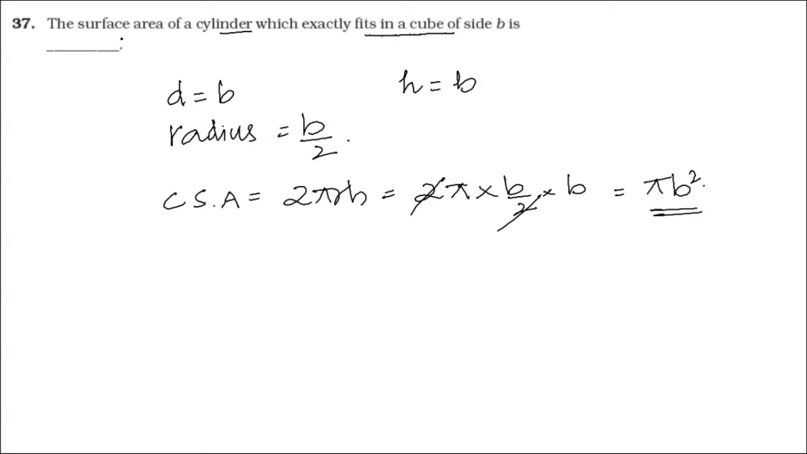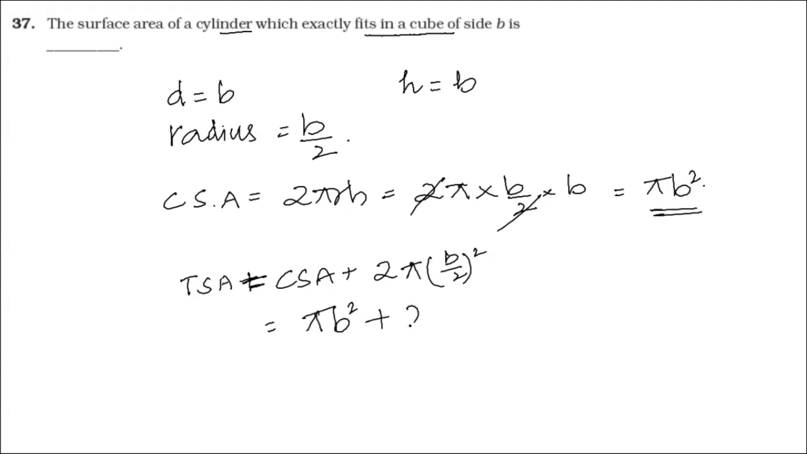They have asked surface area. If it was a curved surface area, the answer is pi b square. Since they have asked the surface area, I need to take the base also. So the total surface area is equal to the curved surface area plus there are two bases, 2 times pi r square. Instead of r square, I need to take b by 2 whole square. Therefore, pi b square plus 2 pi times b square by 4.